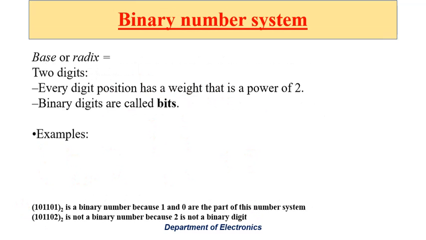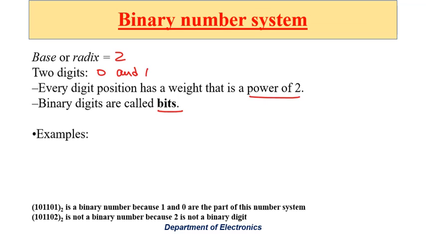Now coming to the binary number system, whose radix is 2. So that means it uses only two different digits to represent any number. And those two different digits are 0 and 1. And every digit in this number system has a positional value which is in the power of 2, and these two digits are also called bits.